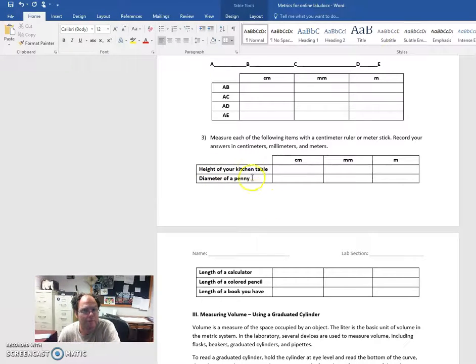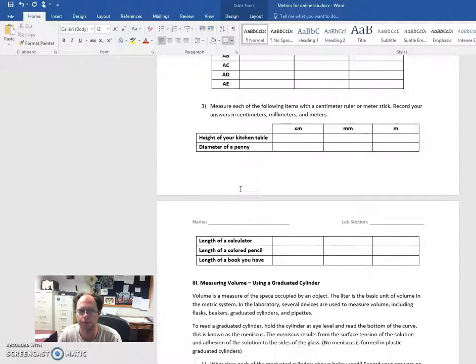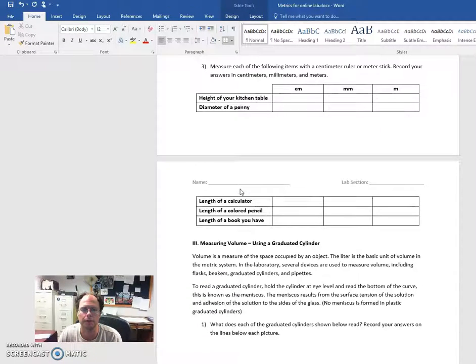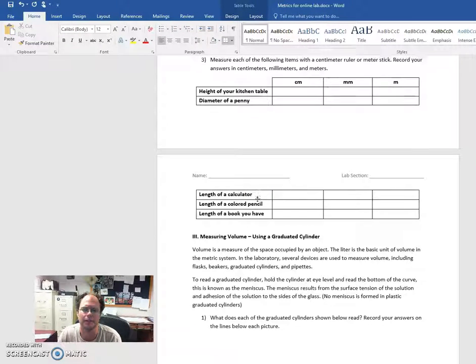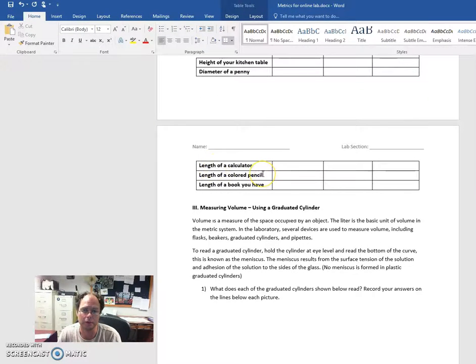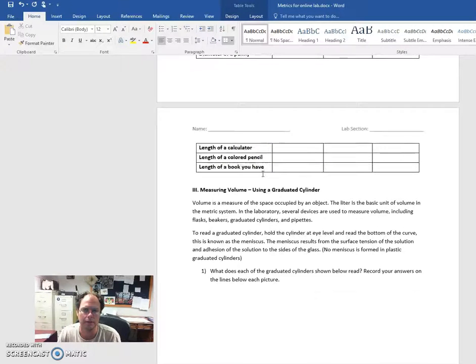If you have a kitchen table, use your kitchen table. Diameter of a penny. Diameter is the distance across the circle, the widest part. Length of a calculator. If you don't have a calculator, length of your cell phone. Length of a colored pencil. It doesn't have to be a whole pencil. Length of a book at your house. It can be a little book. It can be a big book.